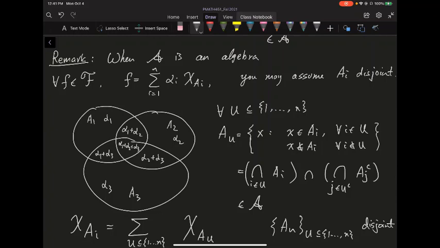So basically, when you have an algebra, then for the linear span of these characteristic functions, you can really just assume they are disjoint subsets. And of course, you will rarely see just an algebra later on in this course. Because a sigma algebra is also an algebra, this also holds true when this curly A is a sigma algebra, and that's what's going to happen most of the time, all right?